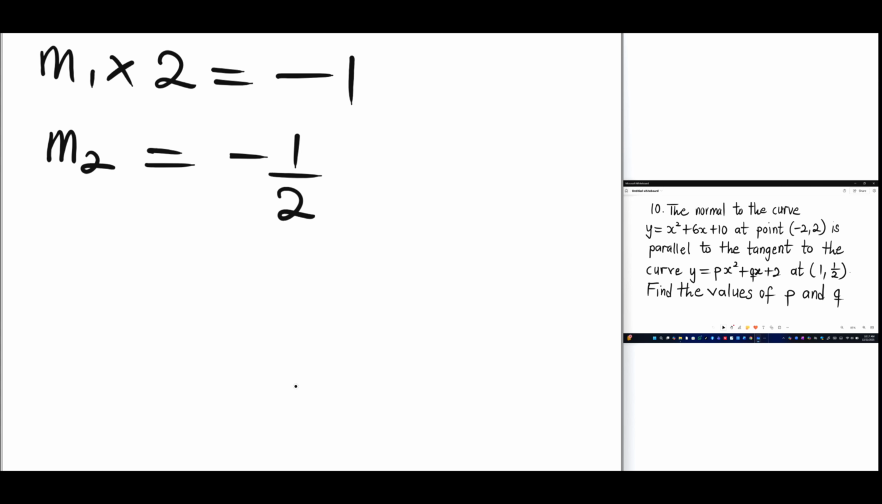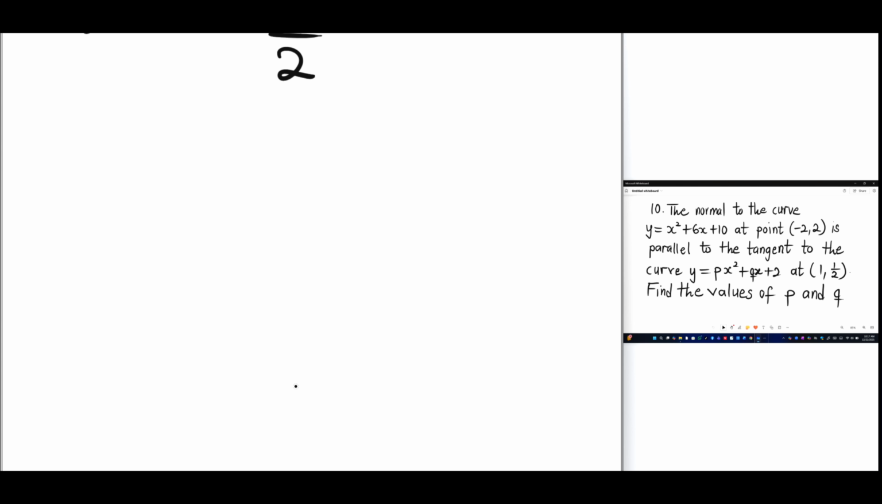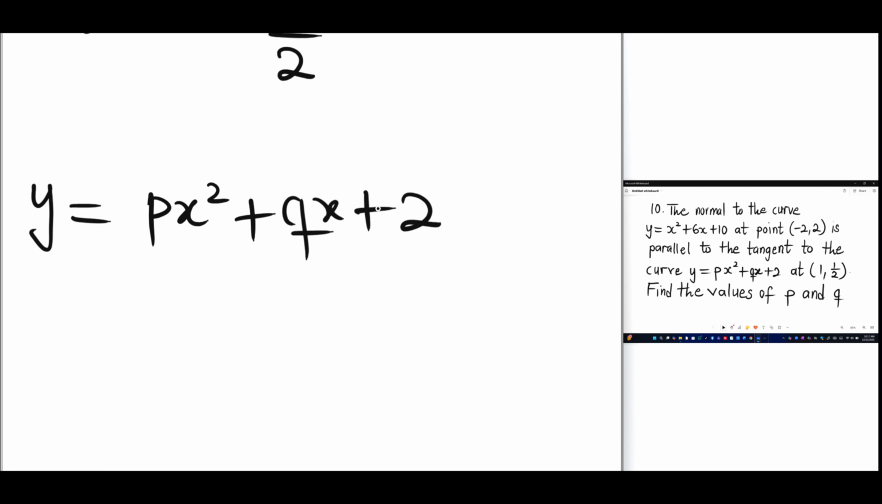Now let us take our second function. The gradient of the normal of the first curve is parallel to the tangent of the second curve. So let us find the gradient of the tangent of the second curve. For the second curve, we have y is equal to px squared plus qx plus 2. And the tangent to the curve is at this particular point, with x component equal to 1 and y component equal to half.